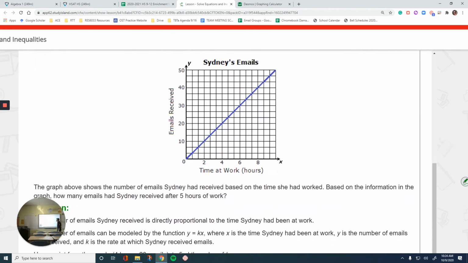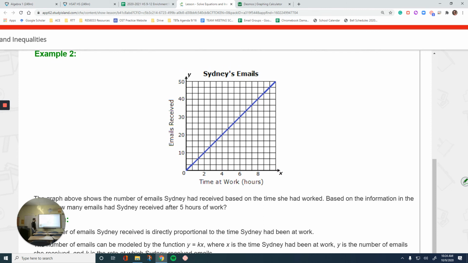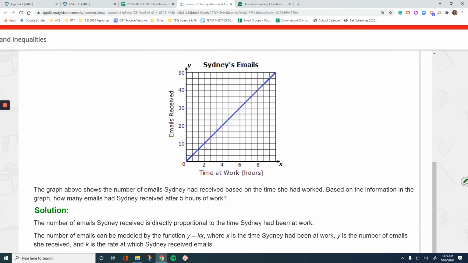Okay, next question. The graph above shows the number of emails Sydney had received based on the time she had worked. By the way, this is called the linear equation. Okay? Direct variation, because as one increases, the other one increases as well. Based on the information in the graph, how many emails had Sydney received after 5 hours of work? Find the 5 hour on that axis. So this right here is the number of emails. This is time at work, number of hours. 5 is right in between 4 and 6, correct?